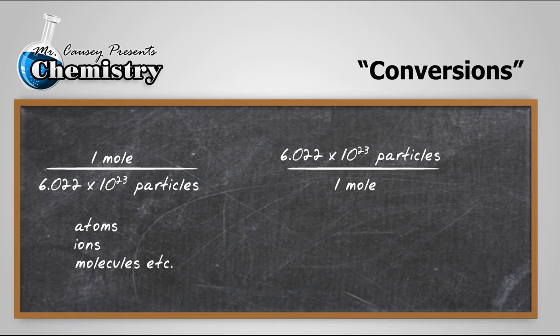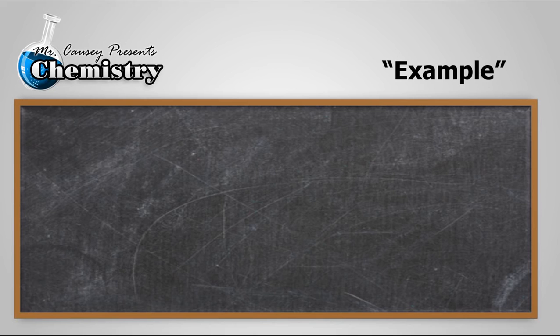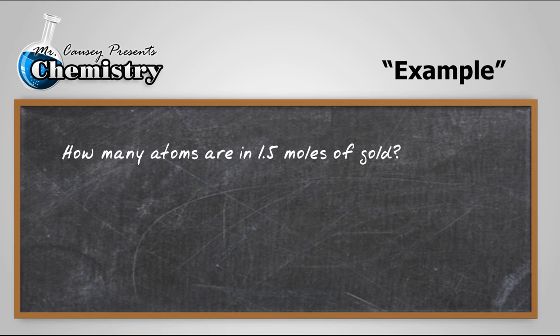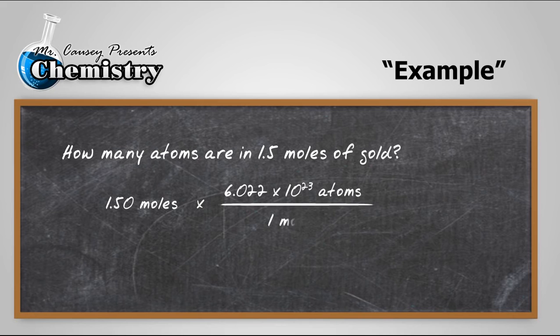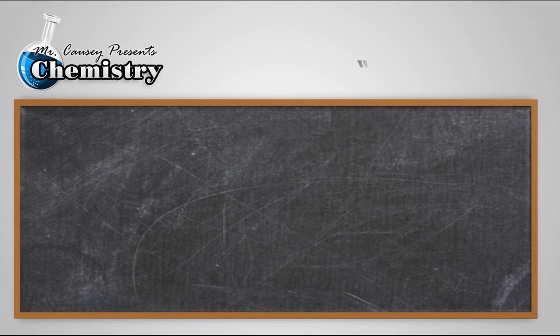Let's do an example. How many atoms are in 1.5 moles of gold? Well, I'll take 1.5 moles, multiply it by the conversion of 6.022 times 10 to the 23 atoms per mole. I know that I've got it set up right because moles cancel out. I'm going to plug and chug into my calculator, and I get 9.03 times 10 to the 23 atoms of gold in 1.50 moles.